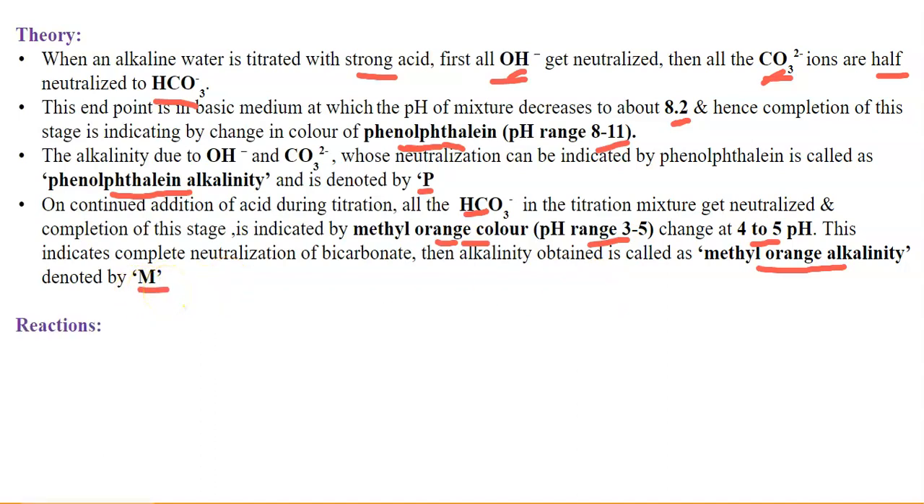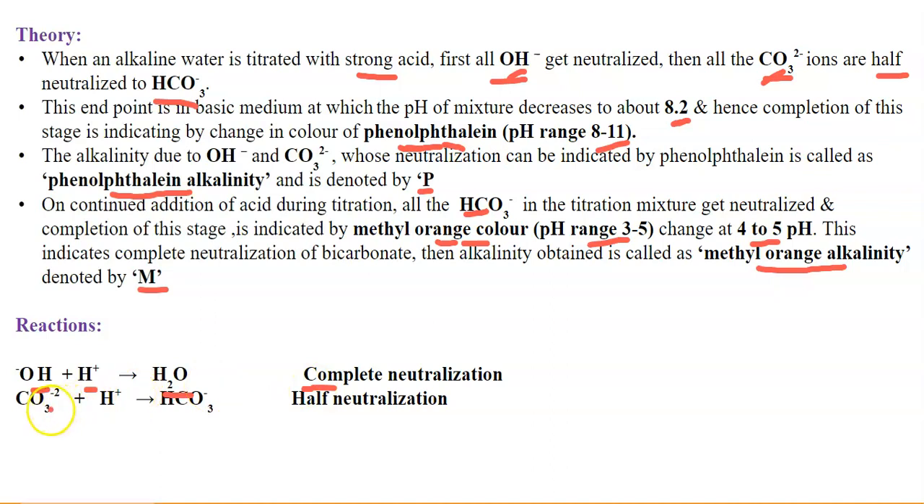So what are the neutralization reactions which are taking place? As we said, first when we add acid to the alkaline water sample, hydroxide ions are the most basic of the three ions: hydroxide, carbonates and bicarbonates. OH minus ions are the most basic. So they are going to react first with acid and get neutralized to form water molecule. Since we are getting water molecule directly here, we say it is complete neutralization.